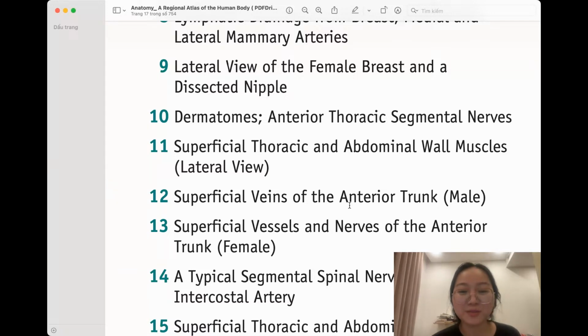Superficial vessels and nerves of the anterior trunk. Anterior trunk means the front of the trunk. It's like the body, right? The main woody stem of a tree, as distinct from its branches or roots. So we call this one a trunk, the main body or the main woody stem. And you can tell the age of a tree from its trunk.